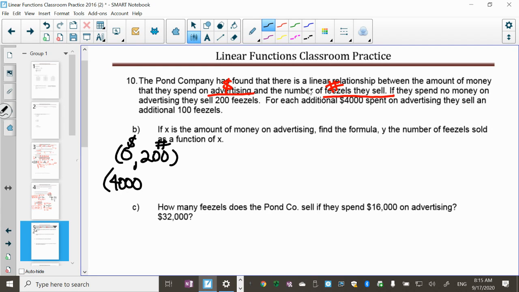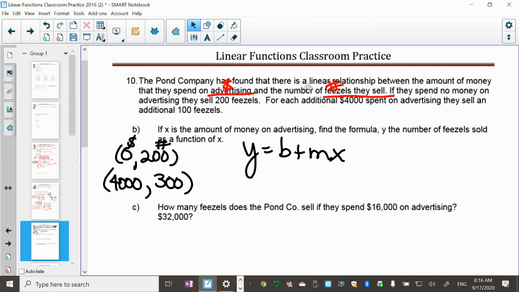So if I spend $4,000 on advertising, how many feasels would I sell? I would sell an additional 100. 300, right? Now I have points. After this it's a piece of cake, and I've labeled them. I'm just going to use Y's and X's because that's what they let us do here. Y equals B plus MX. So I'm basically going to come up with a formula for my feasels and my advertising money. This is what they're trying to figure out. So what do I know right off the bat?